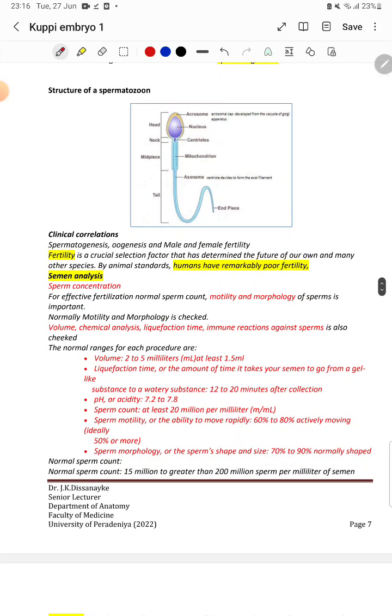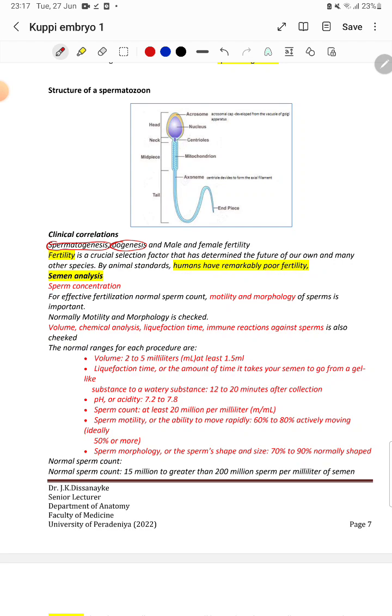In terms of clinical correlations, spermatogenesis and oogenesis, so gametogenesis, really impact male and female fertility, respectively. Fertility is a crucial selection factor, and in general, when you compare humans to other species of animals, humans tend to have remarkably poor fertility. So that could be an MCQ, I think.